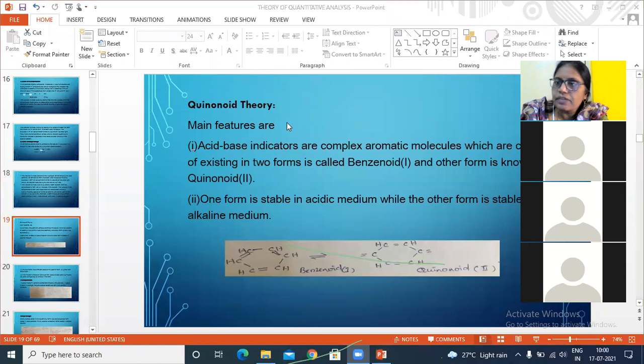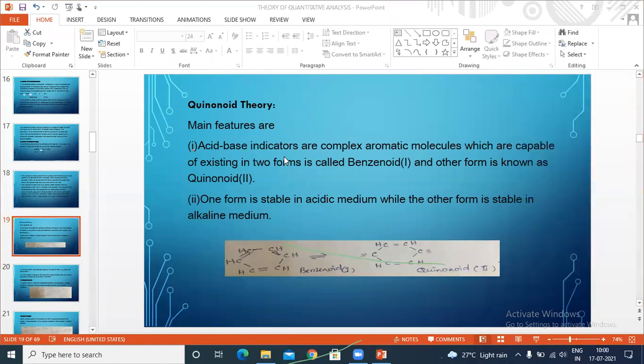So what is quinonoid theory? What are the main features of quinonoid theory? See, acid-base indicators are complex aromatic molecules which are capable of existing in two forms. The two forms are benzenoid and the other form is known as quinonoid.